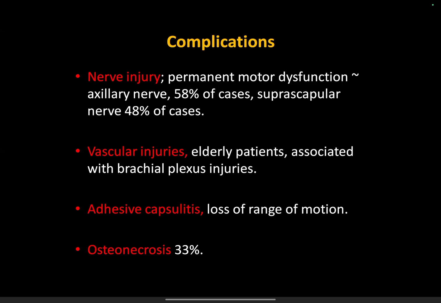Adhesive capsulitis, especially when the patient comes 5 to 10 years down the line with sudden severe pain and loss of range of motion, keeping with adhesive capsulitis. And with high severity fracture, we can have osteonecrosis in around 33% of these cases.